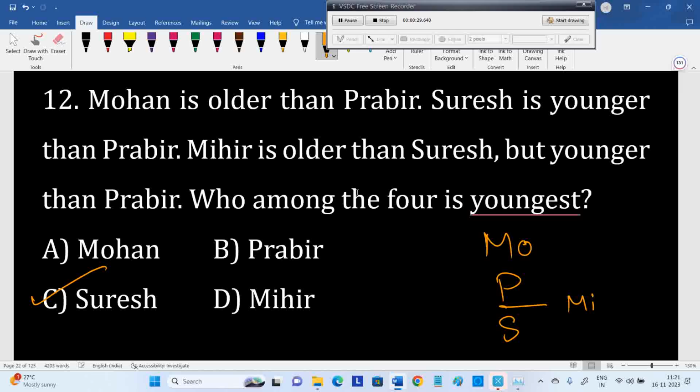Similar to this, we already solved one question, but there is a slightly better way to solve it. Six people, twice younger than, older than. This is also a similar question. Mohan, Prabhi, Suresh. So the youngest is Suresh, the oldest is Mohan. Right. Let's see the next question.